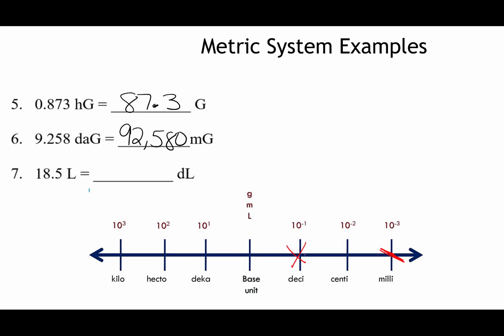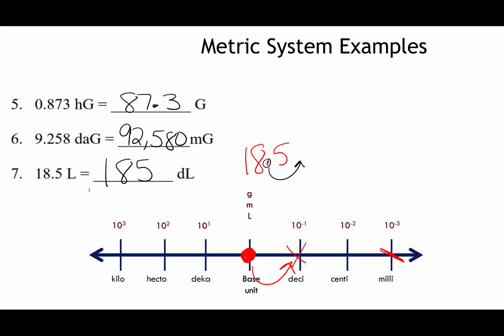Number 7 is 18.5 liters equals how many deciliters? So deci is right here, and we're starting just at the base unit, so it's not too far away. We just need to move it one time to the right. So we take 18.5 and take the decimal where it was given to us and move it one place to the right to get 185 deciliters.